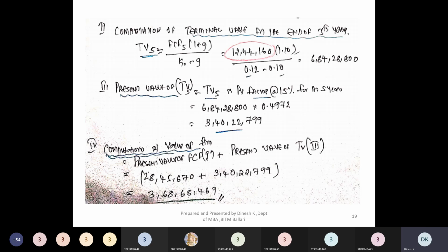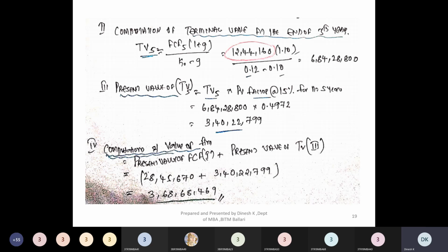To convert the future selling price to the present value of the price, you multiply that selling price at the end of the 5th year by 1 divided by 1.15 to the power of 5. If you take it, you will get 340 lakhs 22,799. So this is the present value of the future selling price.